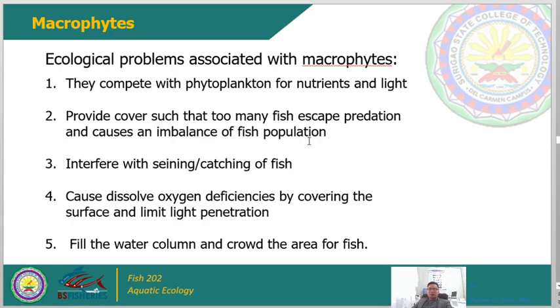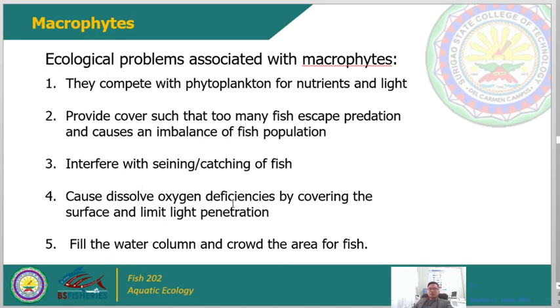So usually, they prevent the predation, which is basically the normal, natural phenomenon that occurs in that particular area. So they provide a hiding place. And then they sometimes interfere with the seining or catching of fish. Like for example, fishing, catching fish. So they interfere in the catching of fish because they tangle the nets.